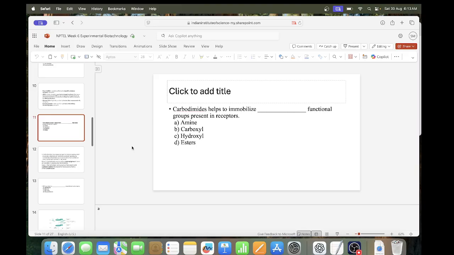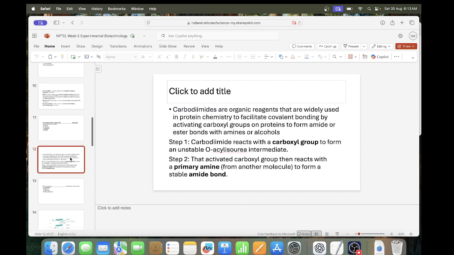So, what we need to understand is these carbodiimides help to add a particular functional group. Now, these are organic reagents. What it does is it helps in creating covalent bonds. Where these are used is in experiments like SPR, surface plasmon resonance, where we have some chips and we want our proteins to be bound to those chips. So, what we do is we treat it with these chemicals.